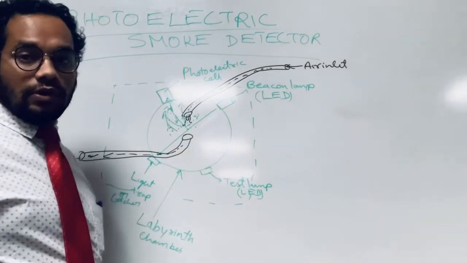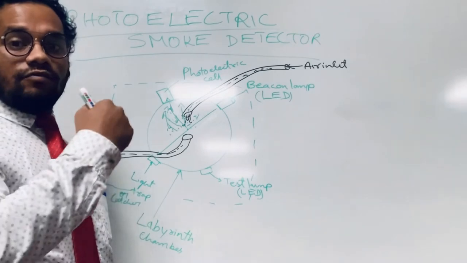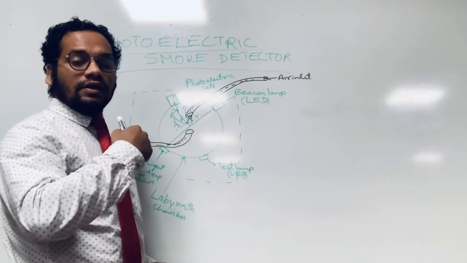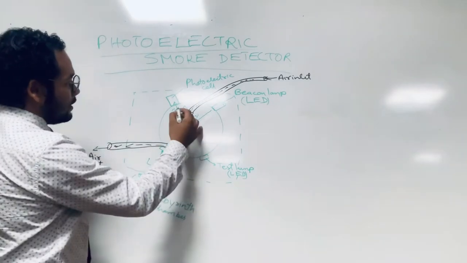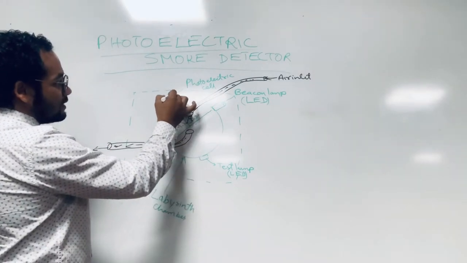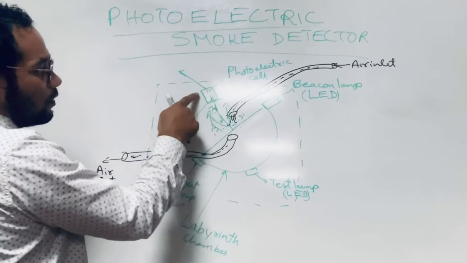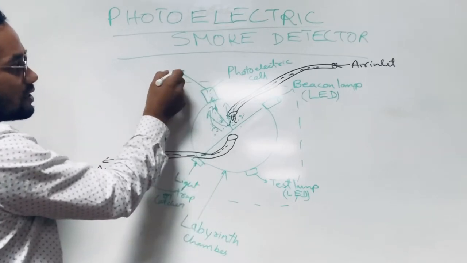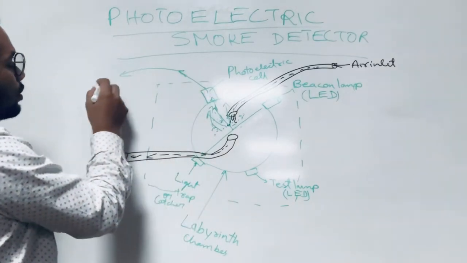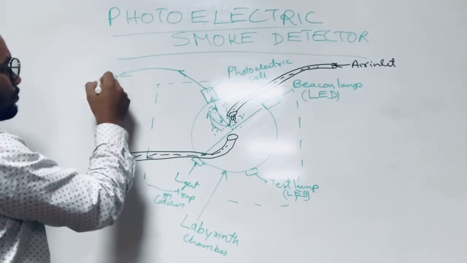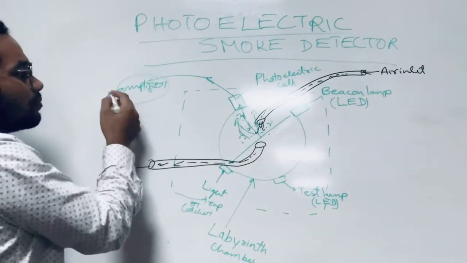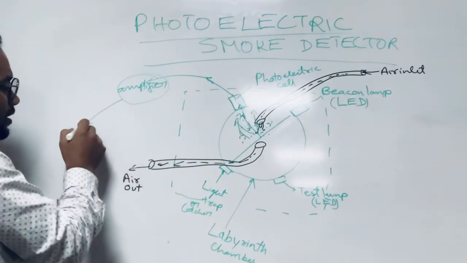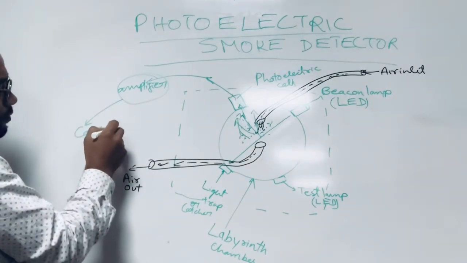And what did we learn about the photoelectric cell? If any light falls on it, it will cause the electrons to flow through it, or current to conduct. Hence, we can say that a signal will be produced. Okay, so the photoelectric cell will produce a signal. This signal is given to an amplifier, and the amplifier, or you can say a computer, will trigger alerts in the cockpit.